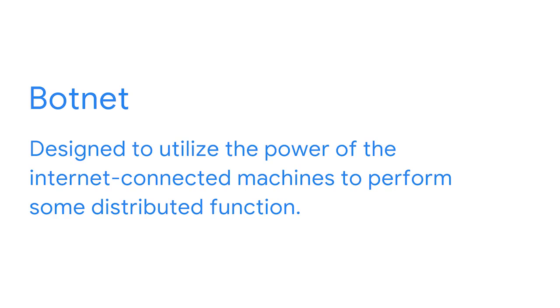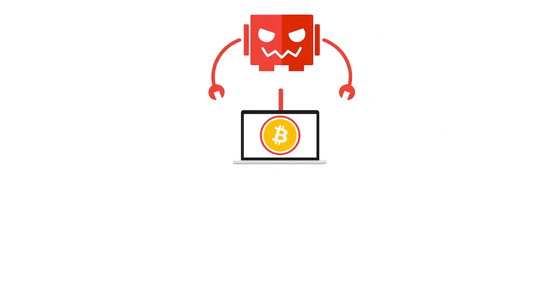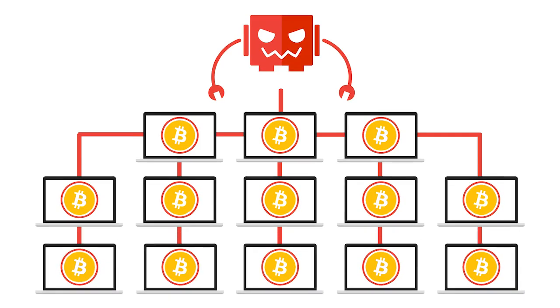Botnets are designed to utilize the power of the internet-connected machines to perform some distributed function. Take mining Bitcoin, for example. Mining Bitcoin requires a machine to perform some computation that takes up your machine's resources. At the end, you may be rewarded with some amount of Bitcoin. A popular attack has been creating botnets to do stuff like mine Bitcoins. So instead of having one computer run computations, attackers can now have 1,000 computers running computations and raking in more and more Bitcoin.